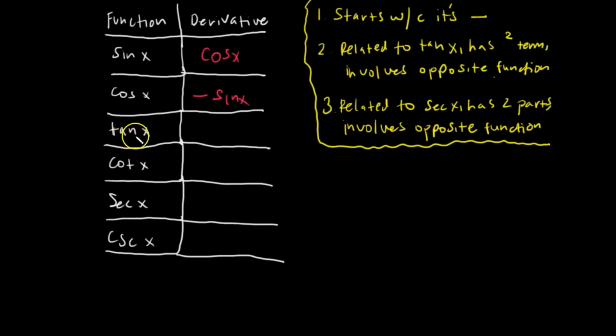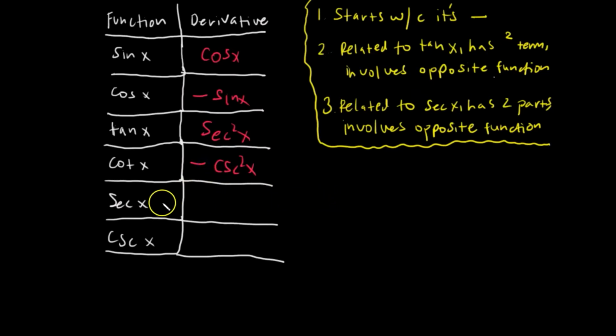What about tangent x? Tangent x doesn't start with a c, but it does relate to this second rule here. So if it's related to tangent x, it has a squared term and involves the opposite function. And we saw that the opposite function of tangent is secant, and it has a squared term, so it's just secant squared x. Cotangent is very, very similar. It has a squared term, involves the opposite function, so it's cosecant squared x, but it has a c, so what do? Slap a negative on the front.